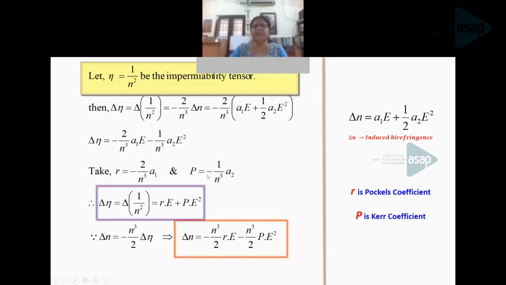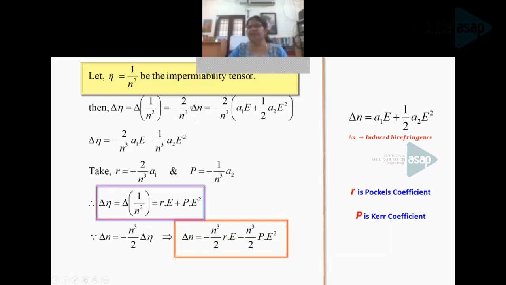This r is related to the linear effect, so it is known as Pockels coefficient, and p is related to the quadratic term, so it is known as Kerr coefficient. Now delta eta, the change in impermeability, becomes r into E plus p into E square. And from here you can see that delta eta equals minus 2 by n cube delta n.